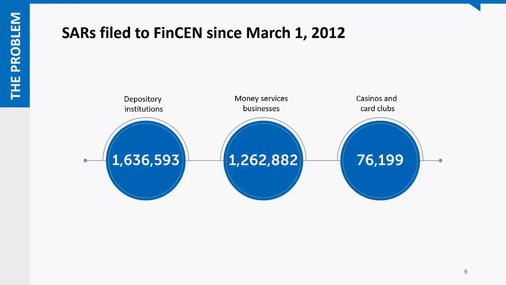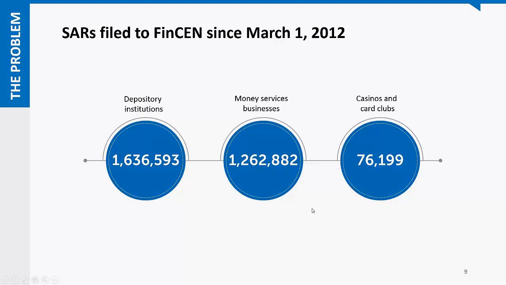Now let's look at the volume. FinCEN sent out some reports the other day, and since 2012, which is about 4 years ago, deposit-taking institutions submitted 1.6 million SARs to FinCEN. Money services businesses, so those of you involved in money transfers or other types of MSBs, submitted about 1.2 million in that time. Casinos, you'll see their numbers are also rising, and they have done about 76,000 submissions over that time period as well.